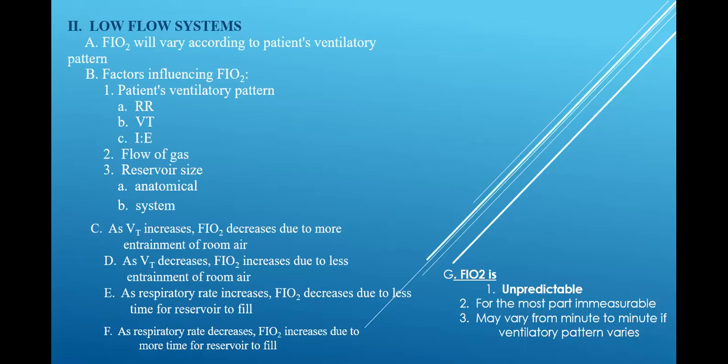Now, the low flow systems are saying that the FiO2 will vary according to the patient's ventilatory pattern. The reason I say that is because in a high flow system, I don't care if you breathe one time a minute or 1,000 times a minute, you're going to get a guaranteed FiO2, but we haven't gotten there yet. That's why I keep making the distinction about low flow systems. The flow of gas is a contributing factor for FiO2, the ventilatory pattern is a contributing factor, and the anatomical or system reservoir size matters, right?